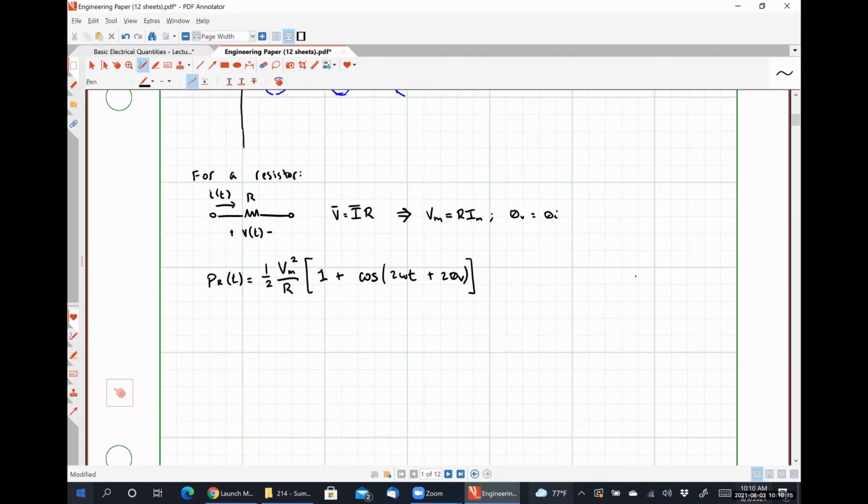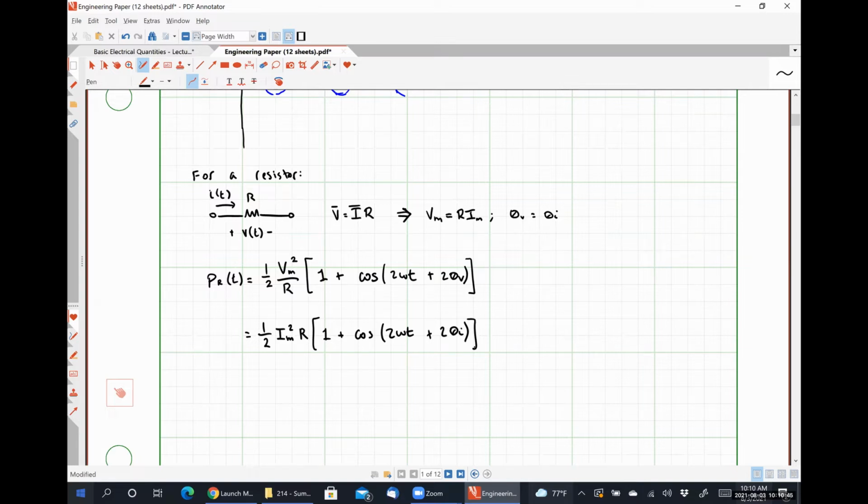So that's expressing my instantaneous power absorbed by my resistor in terms of only parts of the voltage waveform. I can also do it for the current waveform, where I would have 1/2 Im squared times R times 1 plus cosine twice omega t plus twice theta I.